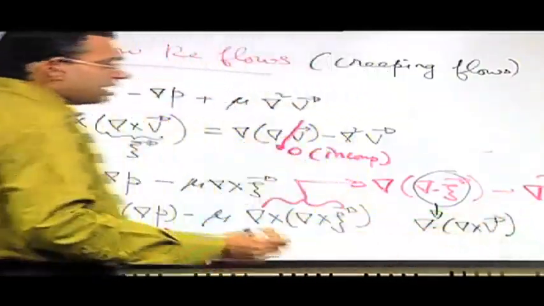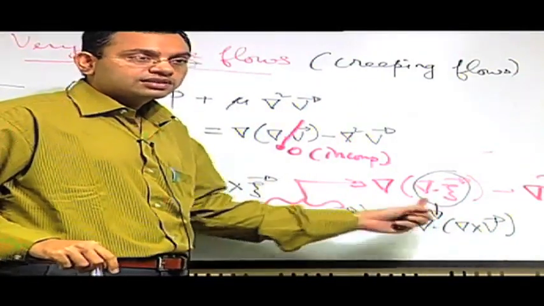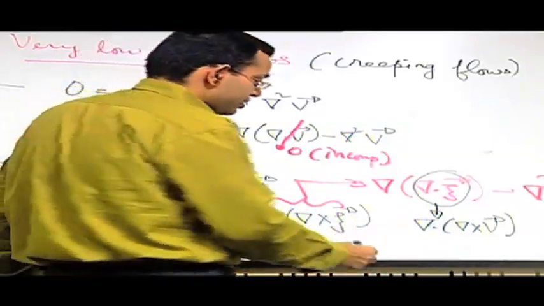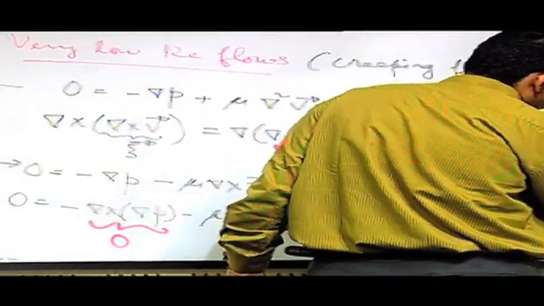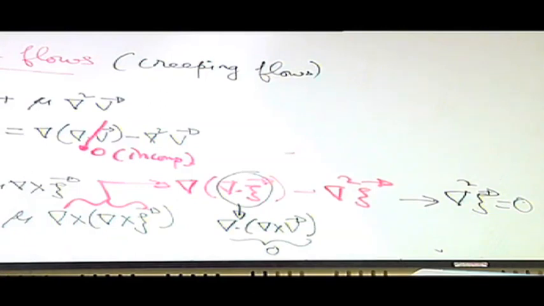The vorticity is the curl of the velocity. The divergence of a curl is 0, right. So this is 0, and therefore you come up with the final, very simplified form: the Laplacian of the vorticity is 0.